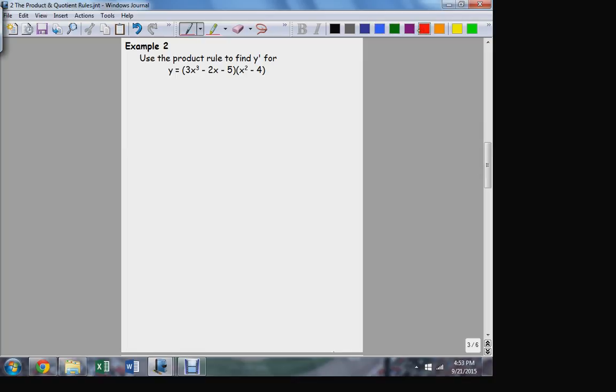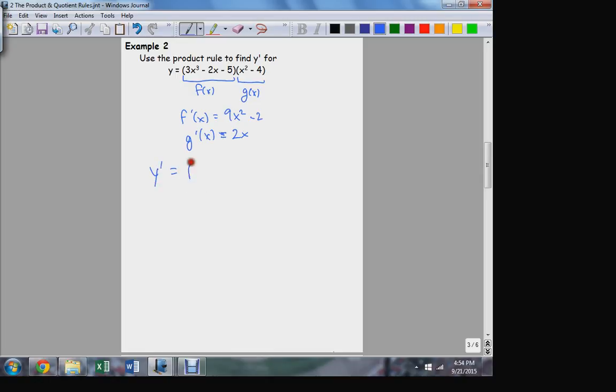So once again, these factors can be broken down into separate functions. This function here, I'm going to call f of x. The second factor should be my g of x. What are the derivatives of the two factor functions separately? F prime is what? 9x squared. Anything else? Minus 2. G prime is what? 2x. Okay, that's it. Now I'm ready to go.